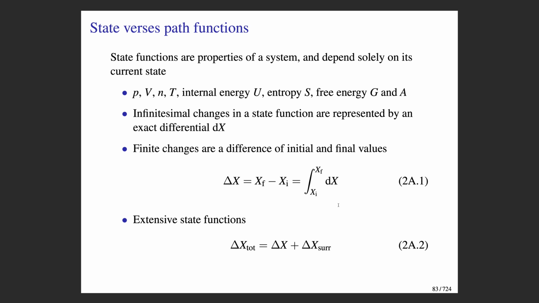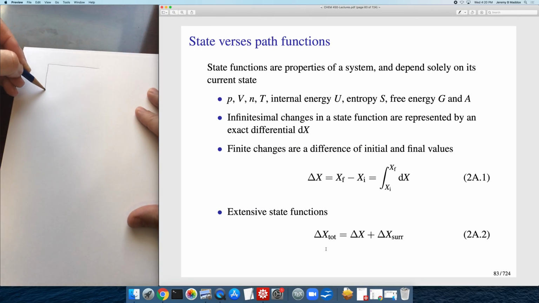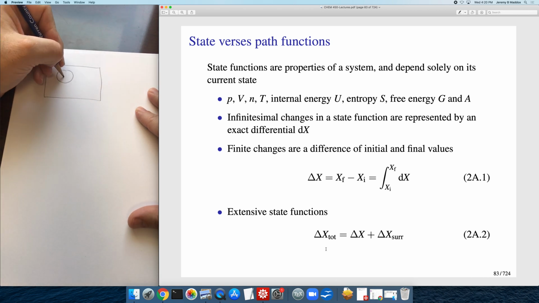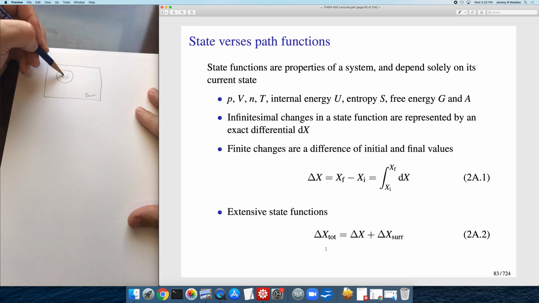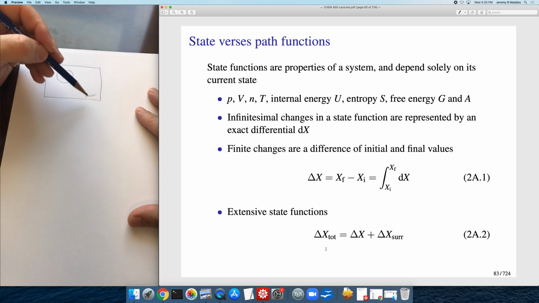Another aspect of state functions, for extensive state functions at least, is that the change in the total system, or the change in that state function for the universe, can be broken up as a sum of the change in the state function for the system plus the change in the state function for the surroundings. So just to remind you where I'm coming from here, I'm talking about this kind of diagram, where you've got your thermodynamic system of interest and you've got its surroundings. You can think of properties of the system. The surroundings also has properties. And then you can think about that property for the entire total system.